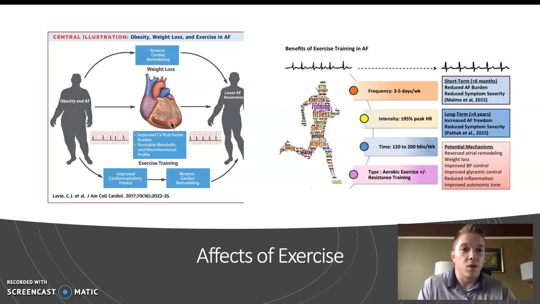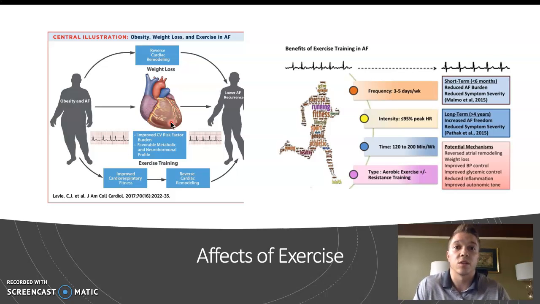Also, there are short-term benefits of training, such as reduced burden of the atrial fibrillation and reduced symptom severity, and that's in less than 6 months of exercise. There's long-term, which is increased freedom from atrial fibrillation, which is pretty much saying that you don't really have it anymore. And then there's also reduced symptom severity, which again is just limiting the amount of symptoms that you feel throughout the day and or throughout exercise.